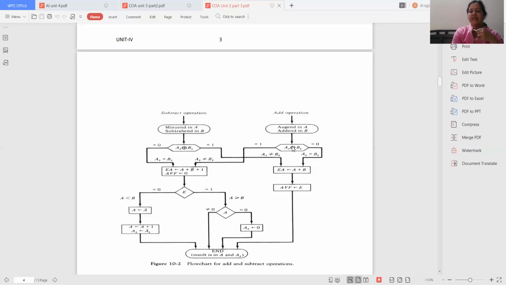But if the signs are different, that means AS and BS are different, that means we have to go this way. We have to find the 2's complement of B in this case, and add the 2's complement. That means EA will get the value A plus B bar plus 1. ABF will get the value 0. And the rest of the process will be the same as the subtraction process we have followed till now, right?